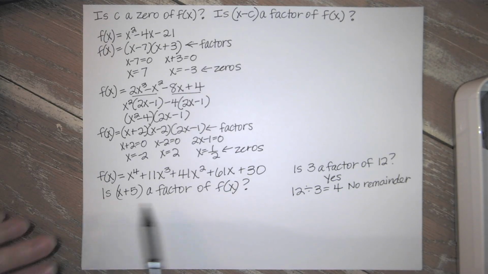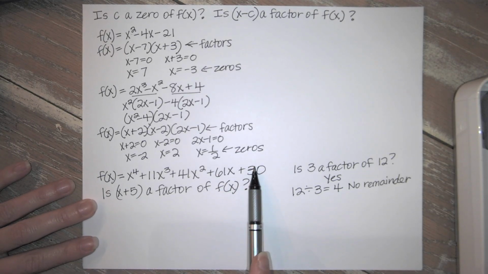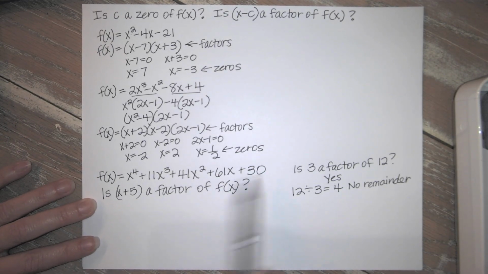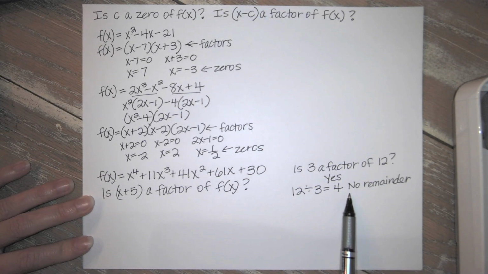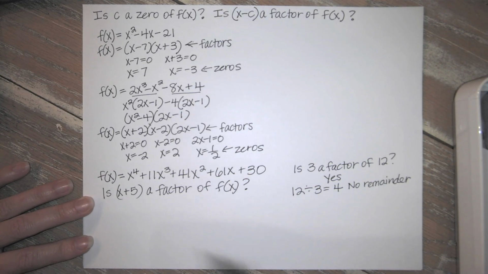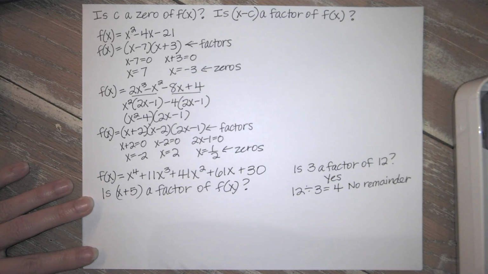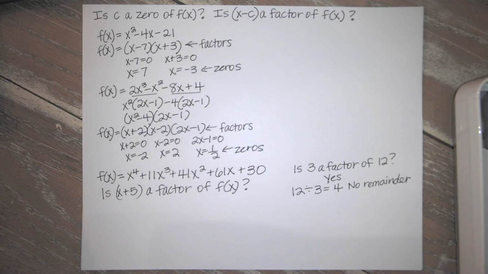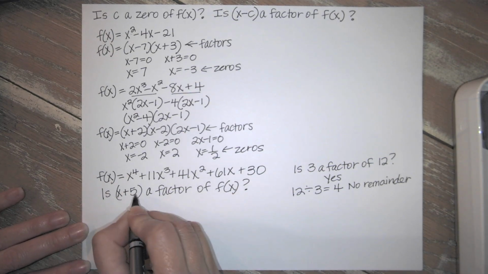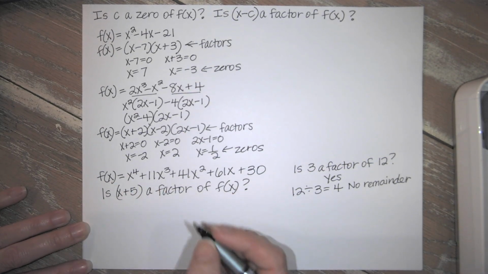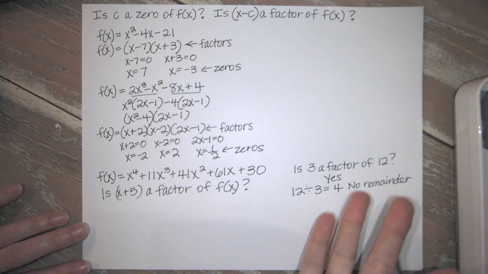So if I want to know if x plus 5 is a factor of this, I can divide this polynomial by x plus 5 and see if I get a remainder. If I don't get a remainder, then the answer is yes, this is a factor. So this is where synthetic division comes in. We're going to divide this polynomial by x plus 5 using synthetic division and see if we have a remainder or not.